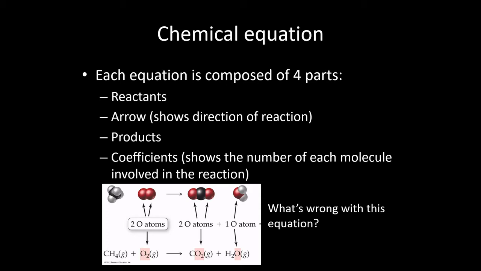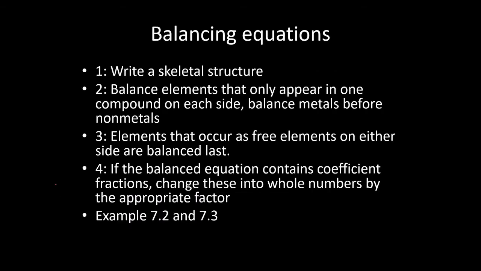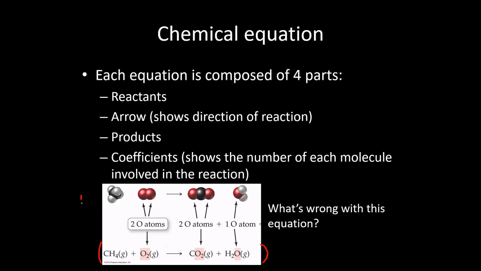So in this particular reaction down here, again, this is the combustion of methane, there's something wrong with the reaction. If we look at the stuff that's involved, on the left side of the reaction here, on the reactant side, we have one carbon. We have, on the right side, one carbon. That doesn't seem too unusual.